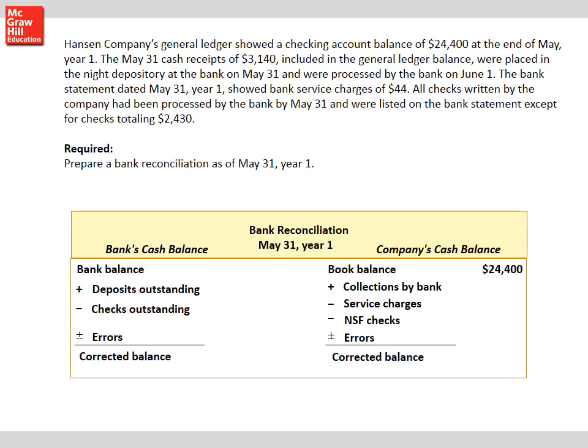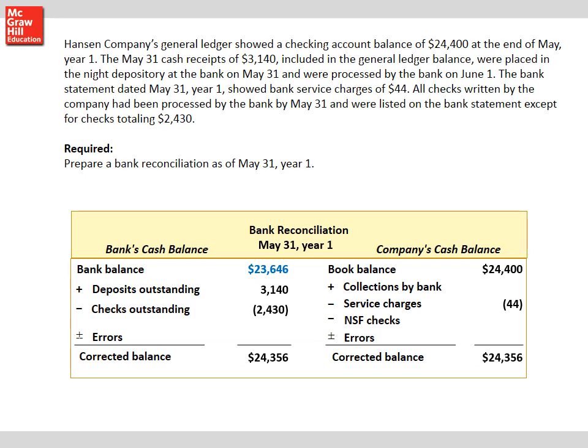So, for May 31st, this company's book balance was $24,400. It's the checking account balance. There were deposits outstanding of $31.40. There was a service charge of $44 never recorded. There are outstanding checks of $24.30. So to do a classic bank reconciliation, you should have the ending bank statement balance as well. It's missing here. But the correct balance that should be recorded is $24,356.